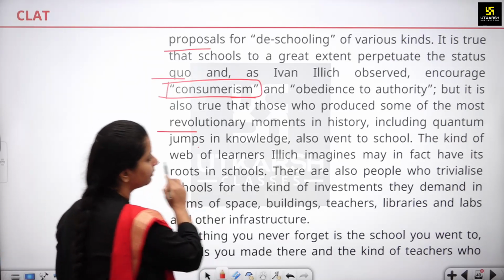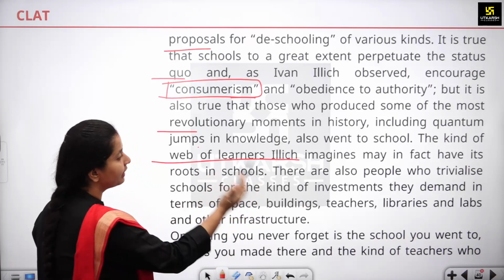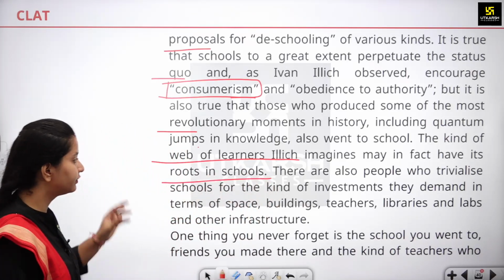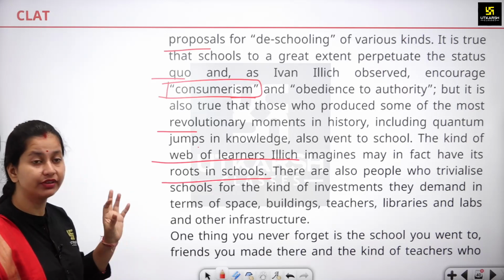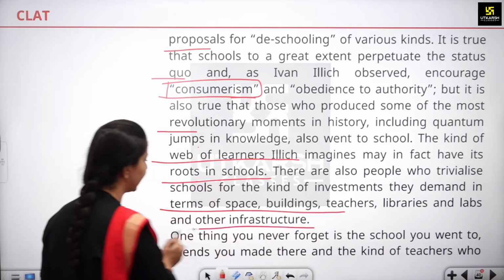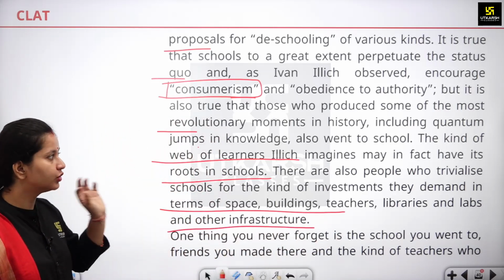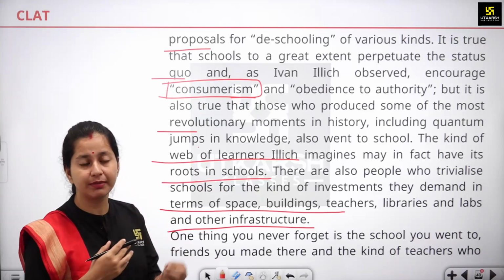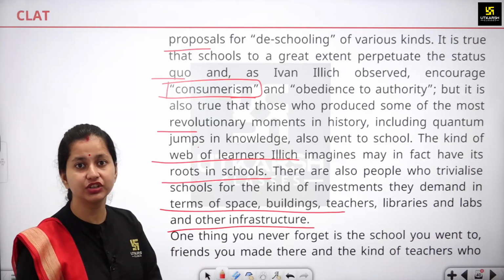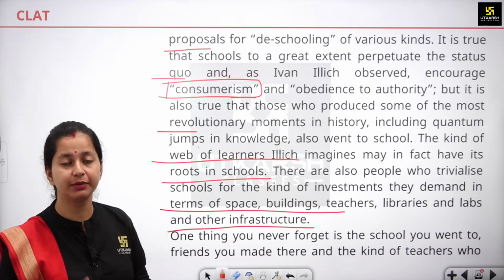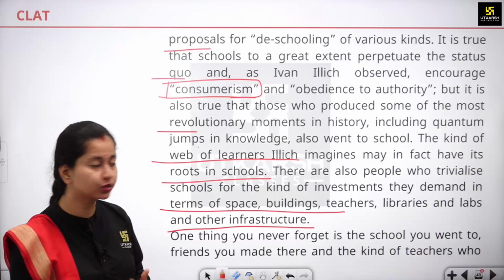Now, the kind of web of learner Illich imagines may in fact have its roots in school. There are also people who trivialize schools for the kind of investment they demand in terms of space, building, teachers, libraries, labs, and other infrastructure. So Illich says that the kind of learners he imagines might have had their roots in school. It means that they might have also gone to school sometime.